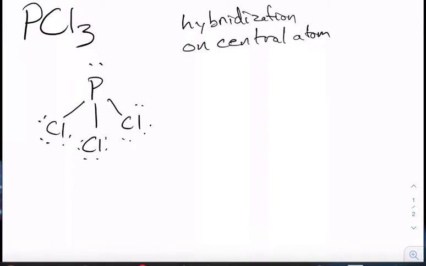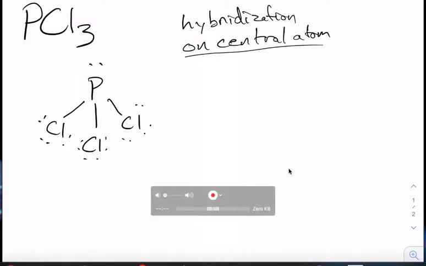I'll probably just abbreviate it as hybrid for the future examples. For hybridization, we want to look at our central atom and figure out how many things are around it, because that really is going to help us figure out the hybridization. So if we look at our phosphorus, there's 1 lone pair of electrons, and then we have 3 bound atoms. So there's 4 total things around the phosphorus. So it has, from last week, a tetrahedral electron geometry.